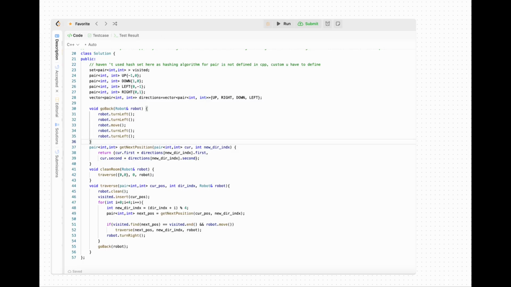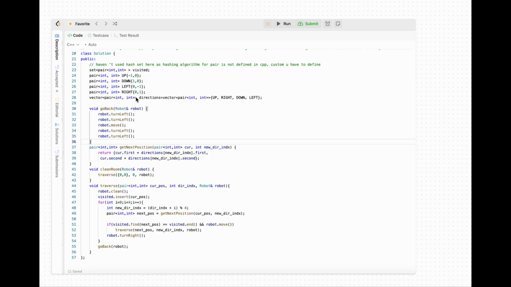Now let's look at the code. Here we are maintaining a visited set. So basically we will be maintaining the locations that are already visited by the robot. And then these are the four directions. Whenever we are moving up, our row number will be decreased by 1 and the column will remain unaffected. And when we go down, the row is increased by 1. When we move to the left or right, the column is decreased and increased by 1 respectively, and the row remains unchanged.